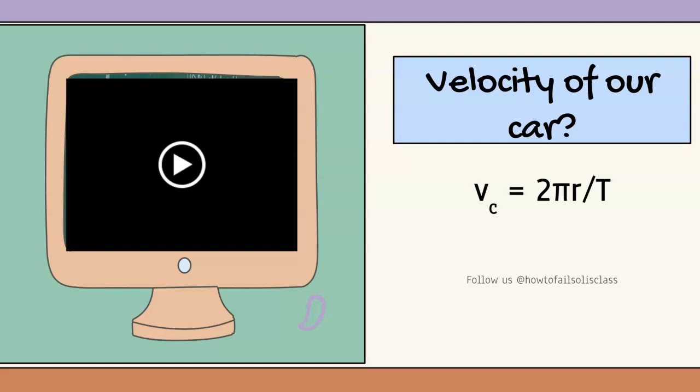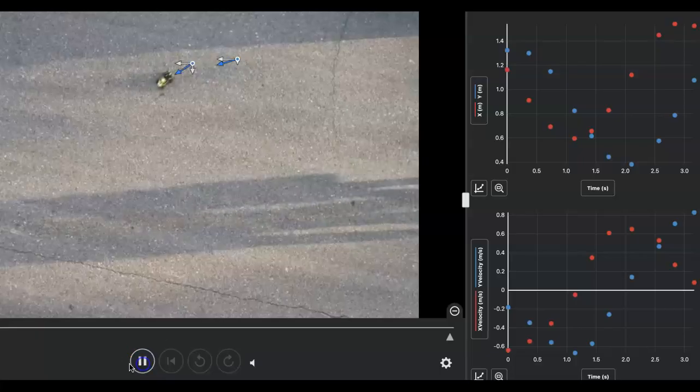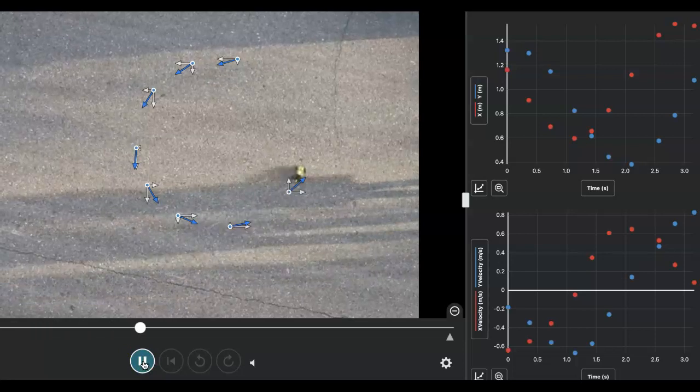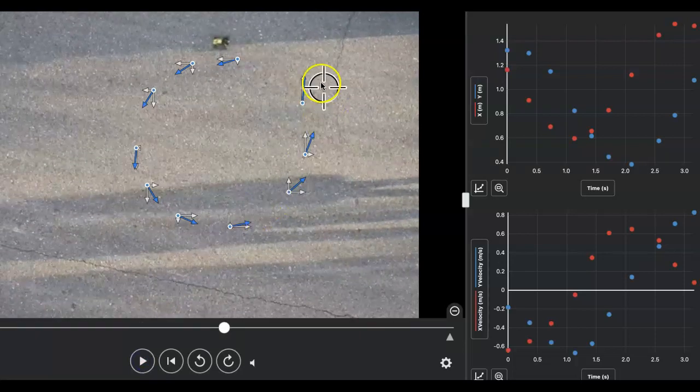Next, we found the velocity of our car. This was calculated by doing the equation for velocity, which is 2 pi r over t, or 2 pi times the radius of our circle divided by time. So let's see how the velocity looks on our car. The data was placed into the video analysis system, which calculated the points and was able to determine the velocity and the velocity vectors of the car going around in the circle.